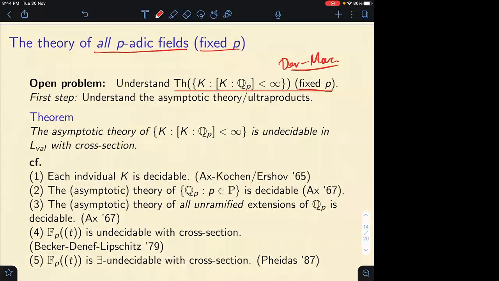So whenever you have a collection of structures and you want to understand the theory of all of them, the first step towards understanding it is to study the asymptotic theory. So the set of sentences which are true in all but finitely many structures of your collection. Or equivalently, you want to study the theory of all non-principal ultraproducts of structures taken from your collection. These are equivalent. The classical example is the theory of finite fields, where you first study the pseudo-finite fields, essentially.